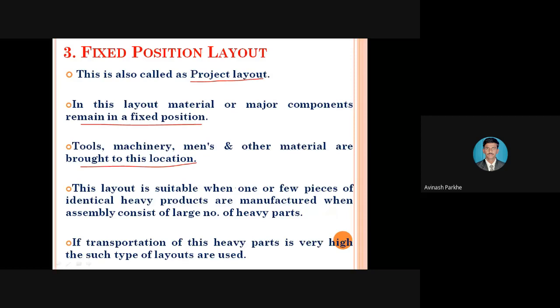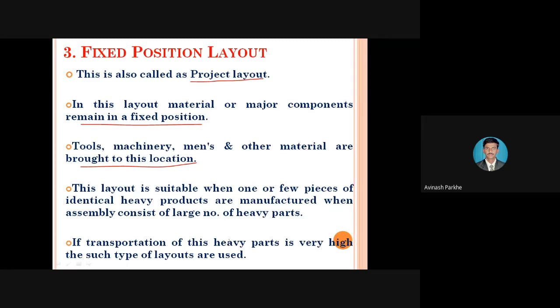Then this layout is suitable when one or few pieces of identical heavy products are manufactured, when assembly consists of a large number of heavy parts. If you take the example of ship, aeroplane, or sugar industry, it is very big in construction. Means so many heavy components are there. So in such cases, we have to take those components to the fixed locations only, or manufacture such types of heavy products at the fixed location only.